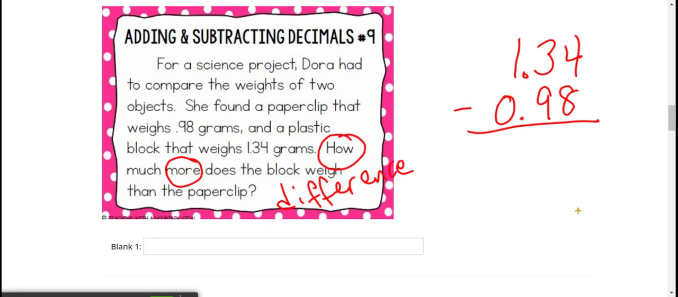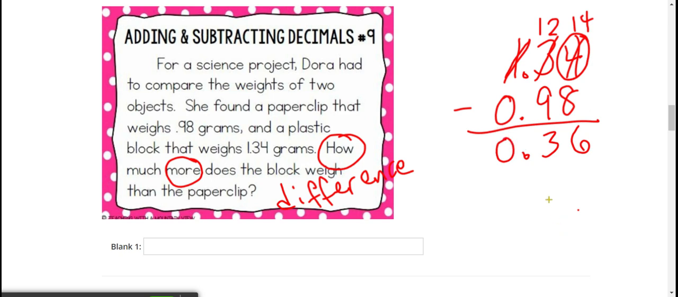You're going to have to borrow going across. You cannot subtract 8 from 4. So we're going to borrow 10 from the number next door, and now you have 14. And then you borrowed one of these, so now you're left with the 2. Borrow from the 1. So the difference between these two should be 36 hundredths of a gram.